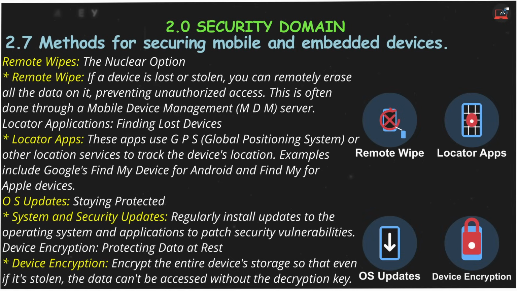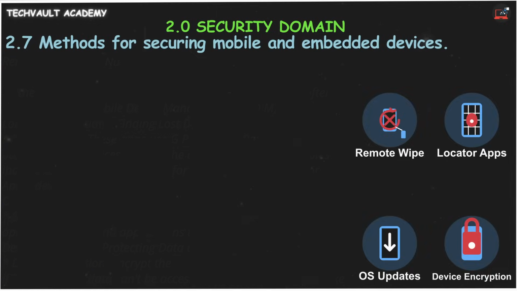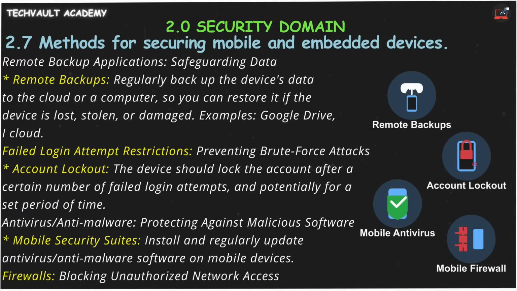Regularly install updates to the operating system and applications to patch security vulnerabilities. Device encryption, protecting data at rest: encrypt the entire device's storage so that even if it's stolen, the data can't be accessed without the decryption key. Remote backup applications, safeguarding data. Regularly back up the device's data to the cloud or a computer, so you can restore it if the device is lost, stolen, or damaged.